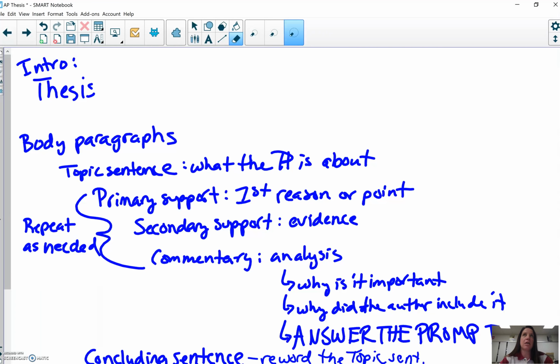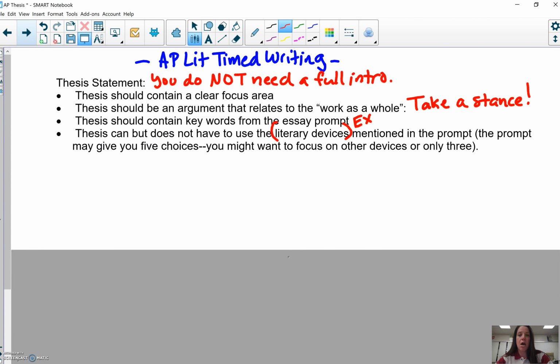You may add a line or two if you have the time, but to start with, just go with the thesis statement as your intro. So a couple things to remember on the thesis statement. Remember, thesis is your intro. Again, you don't need a full intro. You want to be clear and have a clear focus area.